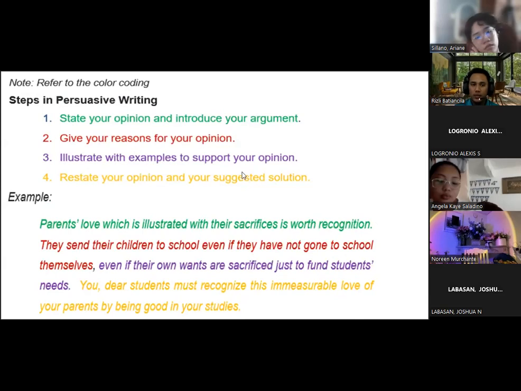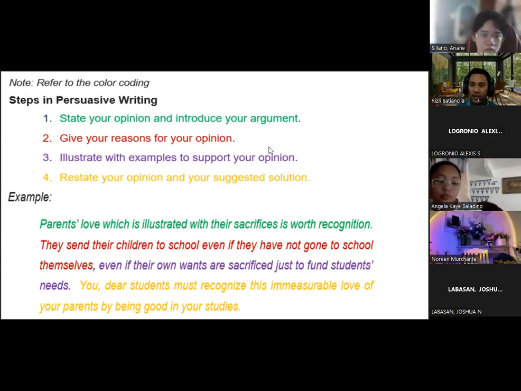First, state your opinion and introduce your argument given in this one. The second one is to give your reasons for your opinion. What were your reasons in the given opinion of yours? Okay, so those are the terminologies we used, or had discussed earlier. Third, illustrate with examples to support your opinion. So what were the examples? You can give examples, para supportahan yung opinion ninyo.